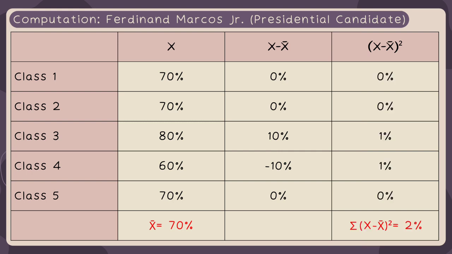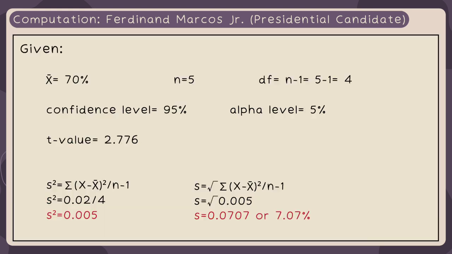For the last column, we just need to square the values on the second column, and that will give us 1% for the third and fourth classes, while 0% for classes 1, 2, and 5. Don't forget to add all the values on the third column because we will be needing it later on. Now, let us enumerate the given.